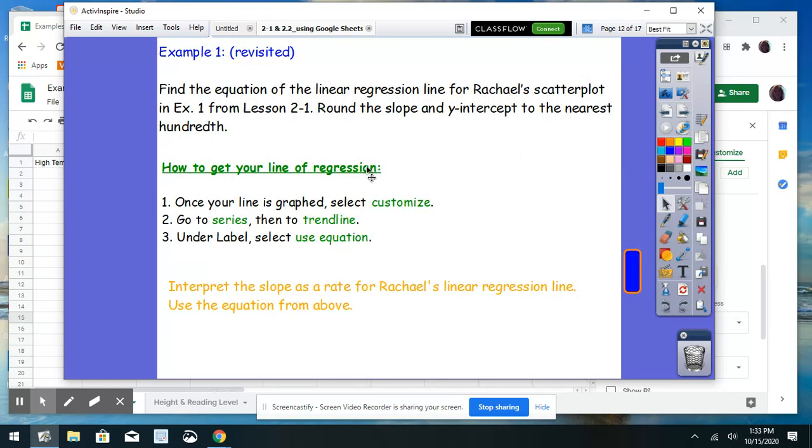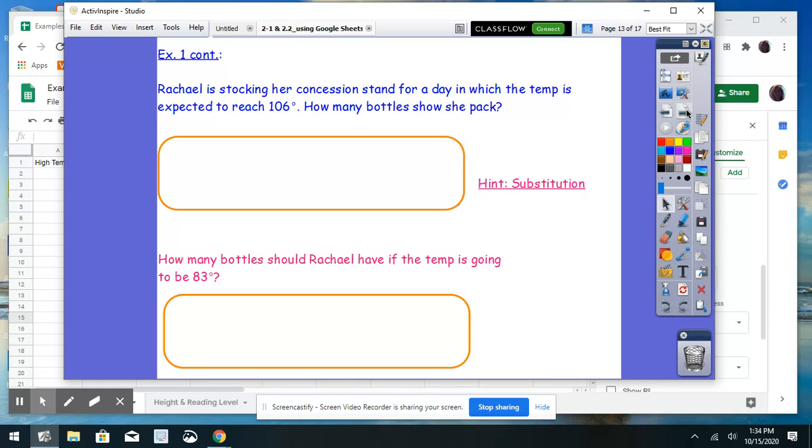So again, if we go to that line of regression, we've already done this. To get that line, you go to the series, and then you tell it to please put in the trend line, and we use the equation under the label so that we see the actual equation that we're looking for. And then that line can be used to help predict how much water Rachel should take with her depending on the temperature. Because you don't want to pack too much, but you also don't want to pack not enough. So you want to make sure you have approximately the right amount of bottles so you can sell them all.